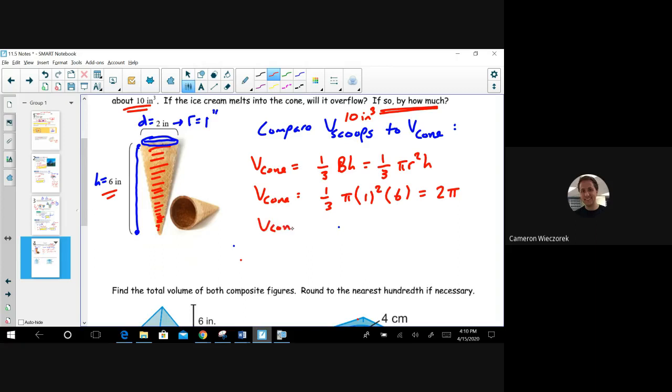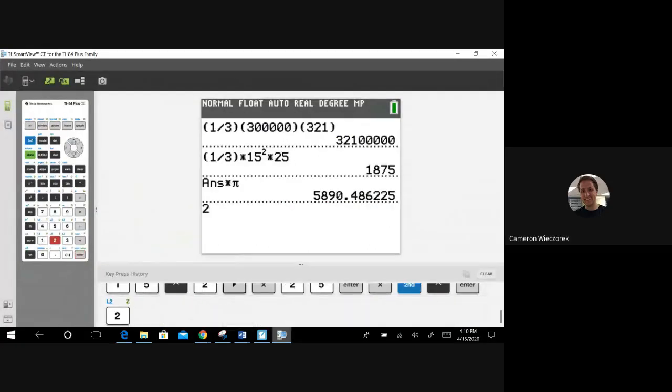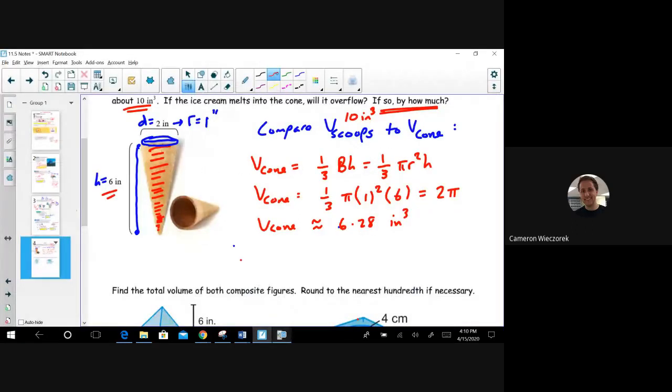If you type that into your calculator, it's about 6.28 cubic inches. So I actually will type that in, 2 pi, because I'm going to need to figure out how much overflowing I have. So I'm just going to leave that on my screen, the whole decimal. Well, the cone only holds 6.28 cubic inches, and the ice cream has 10 cubic inches. So you are going to get some overflow. It's going to go over the top. This top right here is where it would hit 6.28 cubic inches.